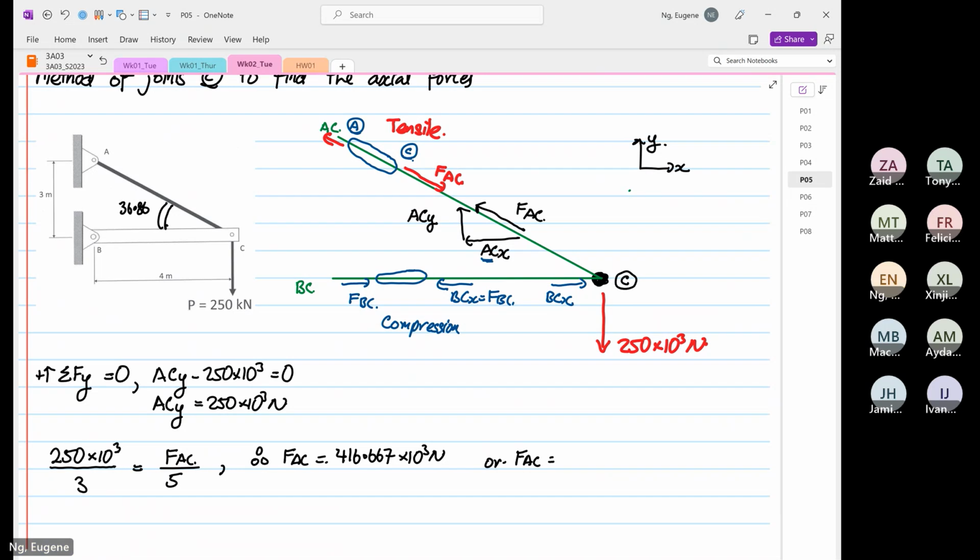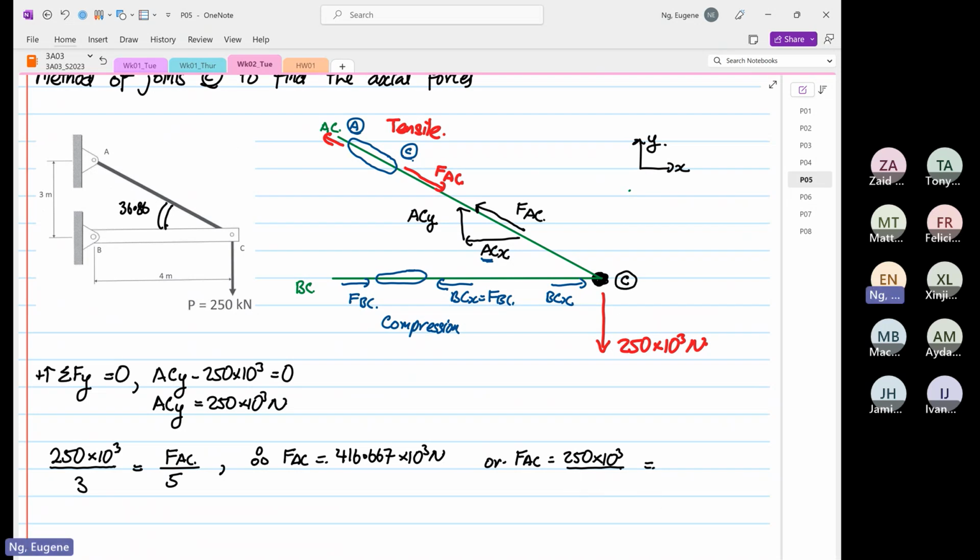is equal to 250 times 10 to the power 3 divided by tangent 36.86. Hold on, FAC, I might be doing it wrong, no, it's not tangent. What am I doing? Come on, seriously, that's your ACX, sorry.